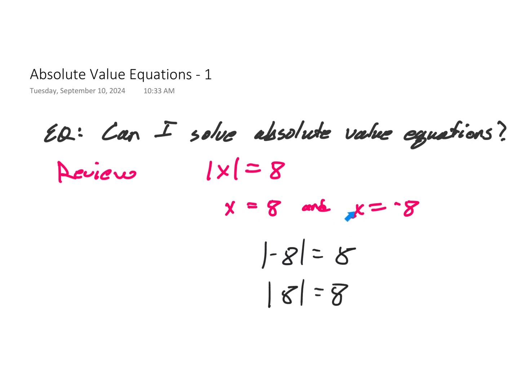So today, even though all we're doing is solving equations, because it's absolute value equations, we're going to end up having to write two separate equations in order to solve. So let's take a look at some practice problems, some examples. So here in number 1, here's the equation.